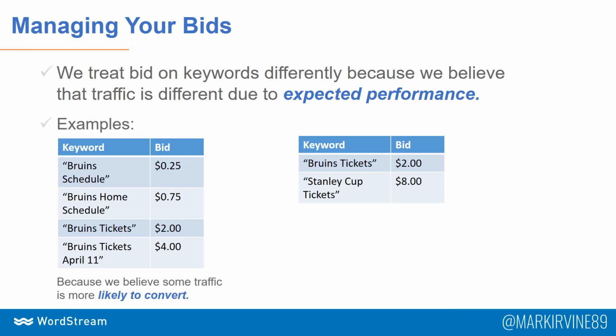It's not that Bruins schedule is a bad keyword for me, or that it's something I would want to add as a negative. It's just that traffic is likely worth less than someone who has a very clear game in mind or a goal in mind that they want to buy Bruins tickets. Very similarly, someone searching for Bruins tickets and Stanley Cup tickets, I'd want to bid more for Stanley Cup tickets because I believe I could sell those for a higher price. So I believe that traffic is more valuable than someone who's just searching for an individual game.